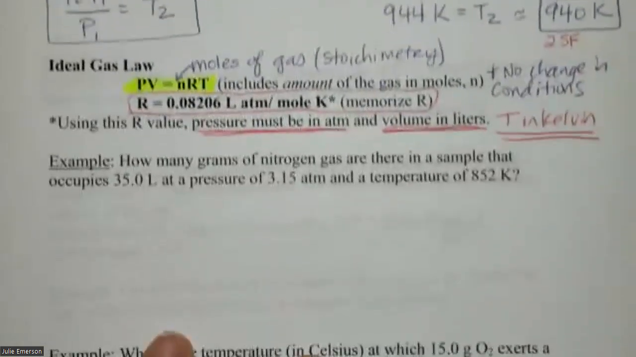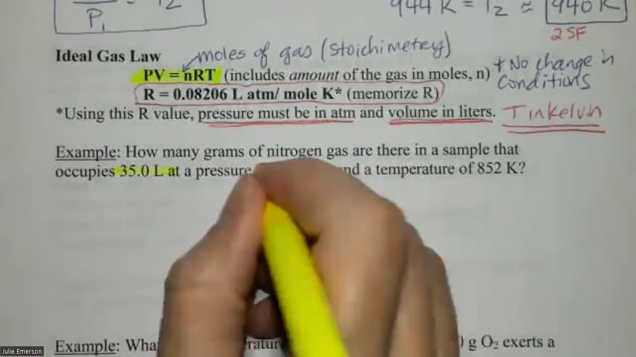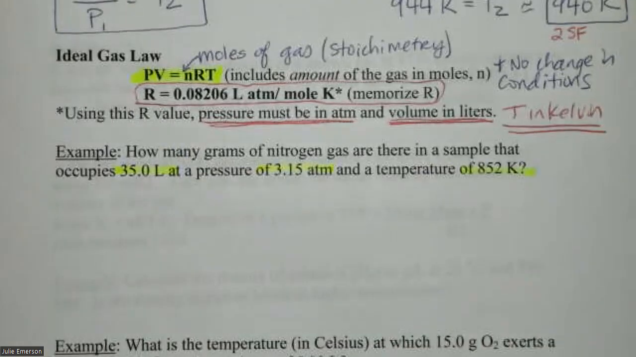So let's look at another example. It says, how many grams of nitrogen gas are there in a sample that occupies 35.0 liters at a pressure of 3.15 atm and a temperature of 852 Kelvin? So we've got a volume, a pressure, a temperature, but nothing's changing, right? There's no change in volume, no change in pressure, no change in temperature.